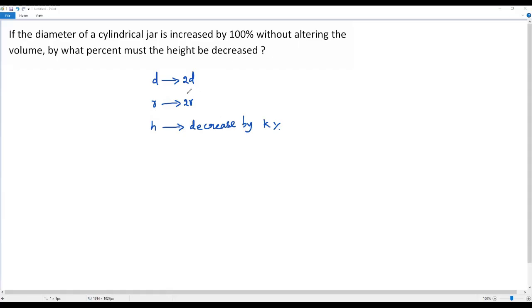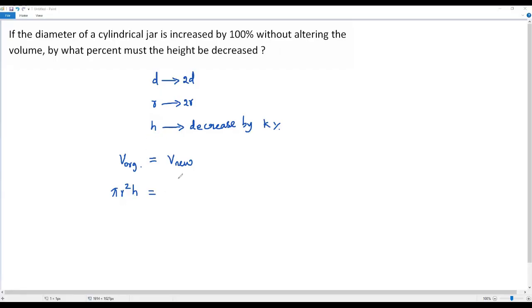After the changes, the volume is not altered. Let me write the original volume and the new volume. The volume of the original cylinder and the volume of the new cylinder will be equal, according to the information we have, without altering the volume. With R as the original radius and H as the original height, the volume of the cylinder is pi R square H. This is the formula to get the volume of a cylinder.